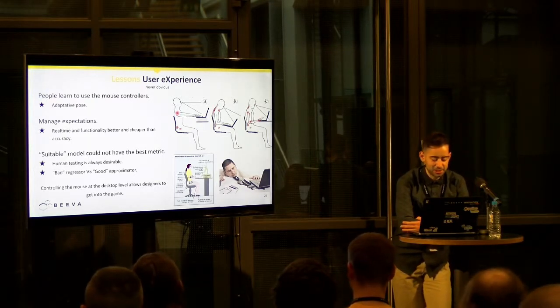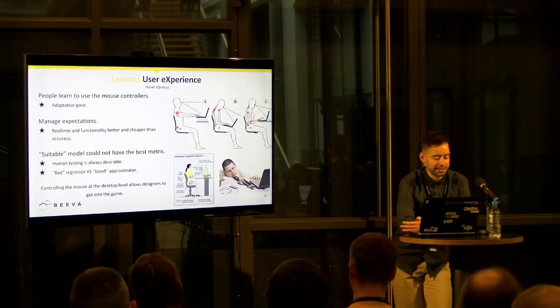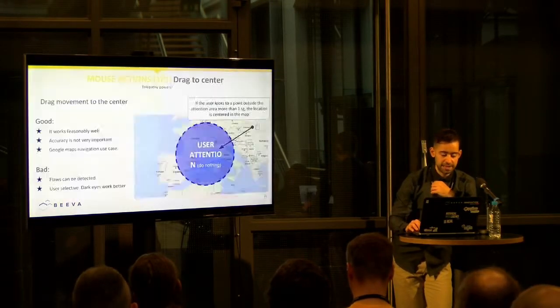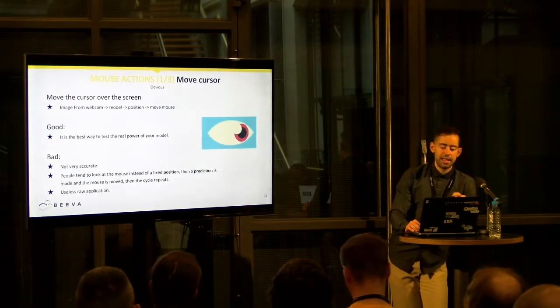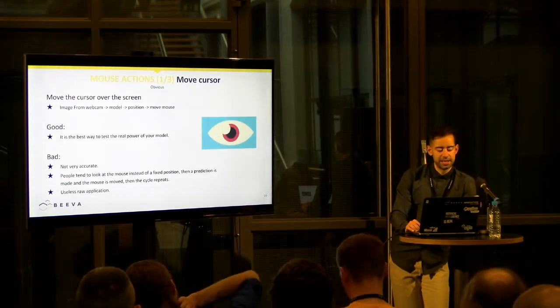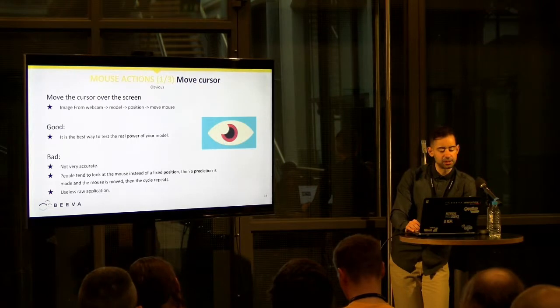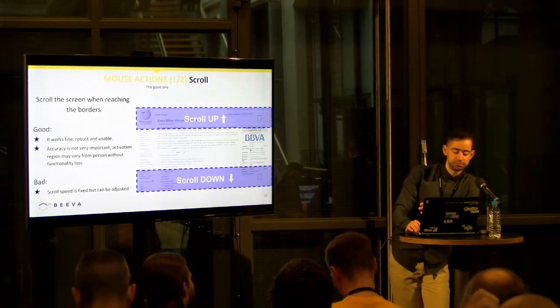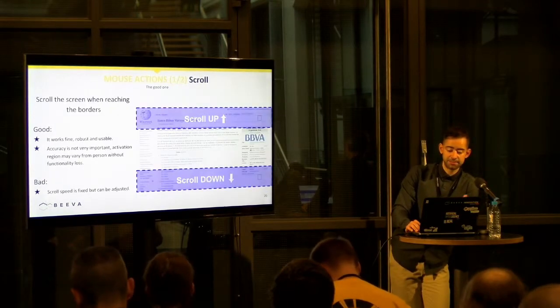It's also important to remember to manage the expectations about what your model can and cannot do. If I go back to here, it's not very accurate to put the cursor over an icon or a specific point in the screen, but you can still use it to perform really cool things. For example, scrolling or dragging a map.